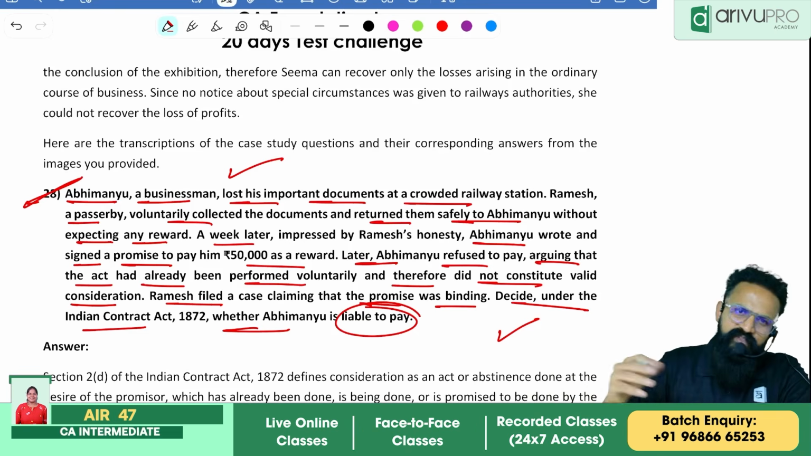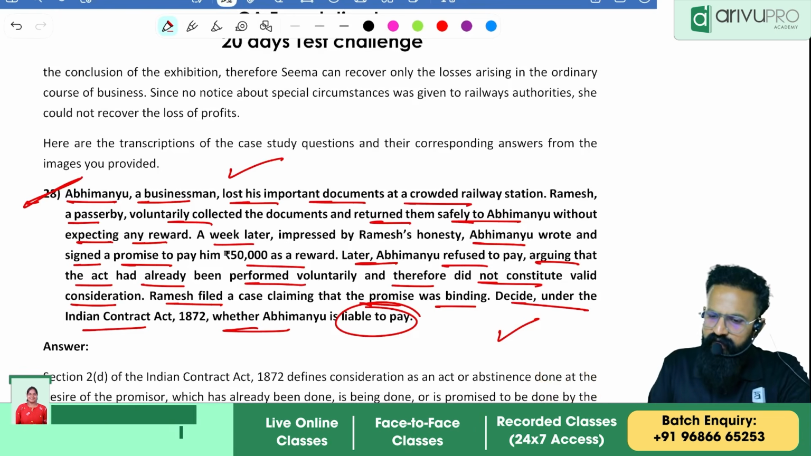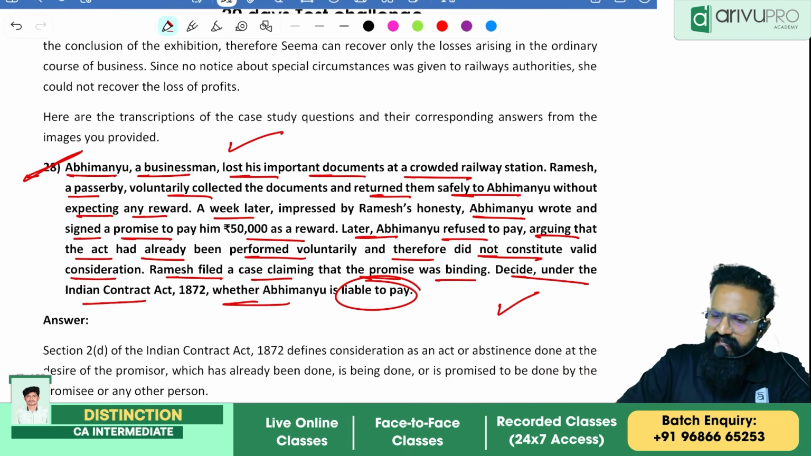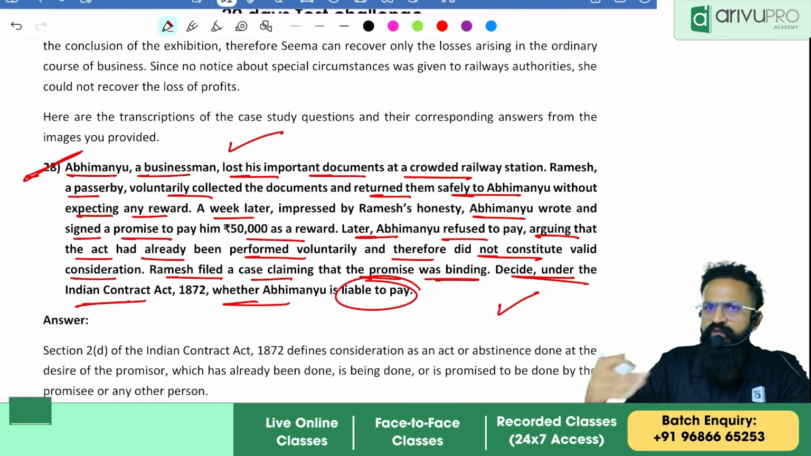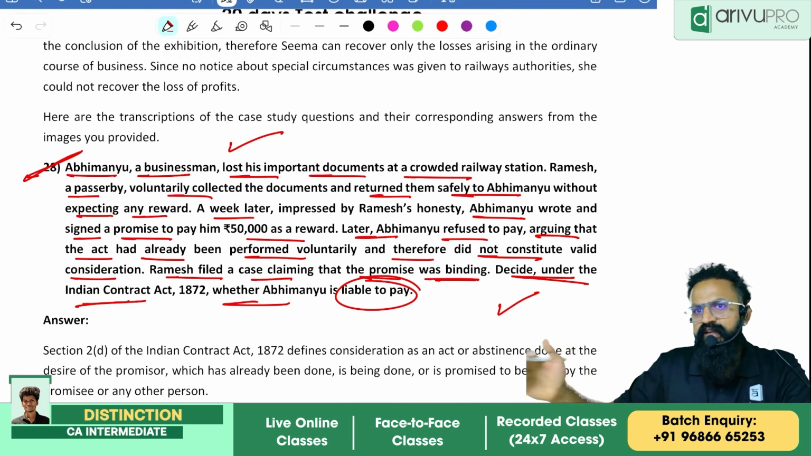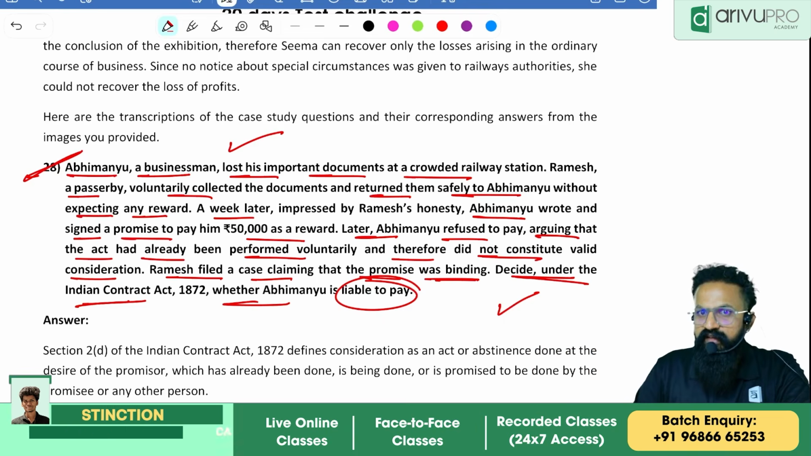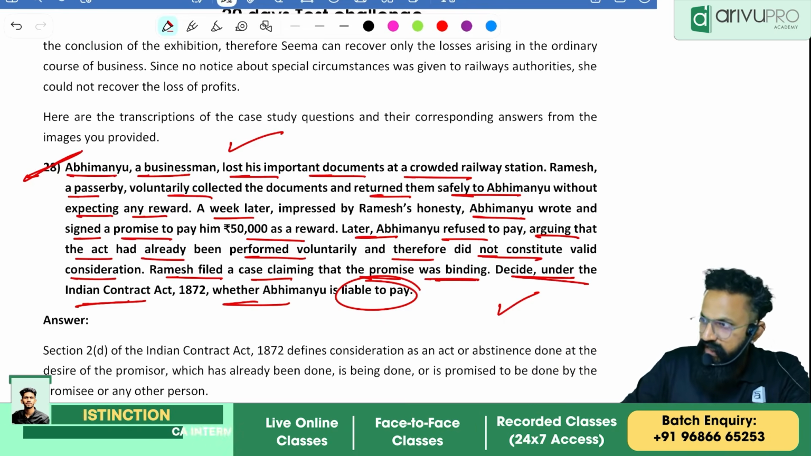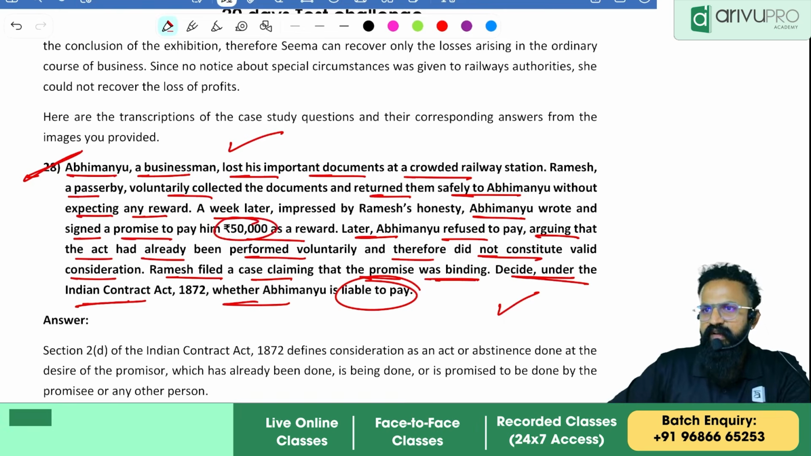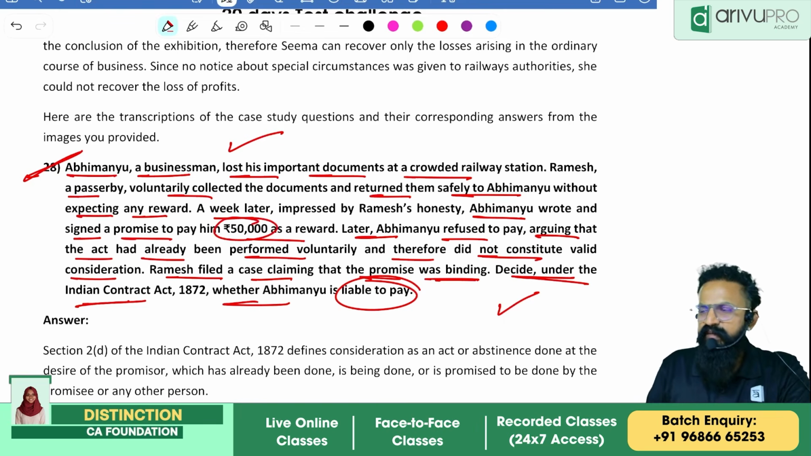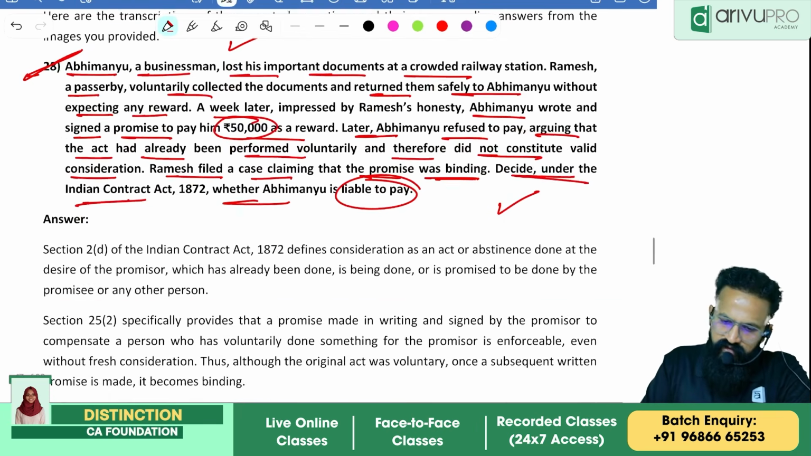And then will come facts. Facts can be one or two lines, and conclusion will be the same as it is. Ramesh filed a case claiming that the promise was binding. Decide under the Indian Contract Act. Now we'll be writing it this way. Every conclusion can be different. You can write that the contention of Ramesh is valid and the contract is binding on the parties. And hence, Ramesh can enforce the contract and will be successful in claiming the compensation of 50,000, which was declared as a reward. Yes, that will be my conclusion. Clear, all of you? Yes.